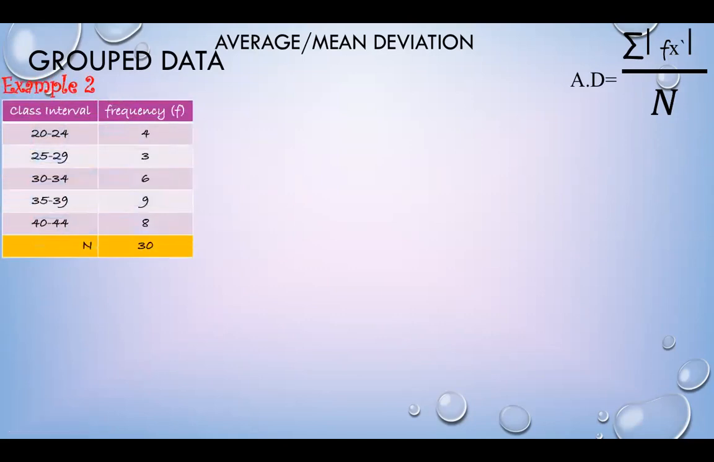Let us take an example. Here I have the frequency distribution table. Here n is equal to 30. First of all, for computing the average deviation, we have to find the mean so that we can find the deviations of each score. To find the mean, how to find the mean of the grouped data?